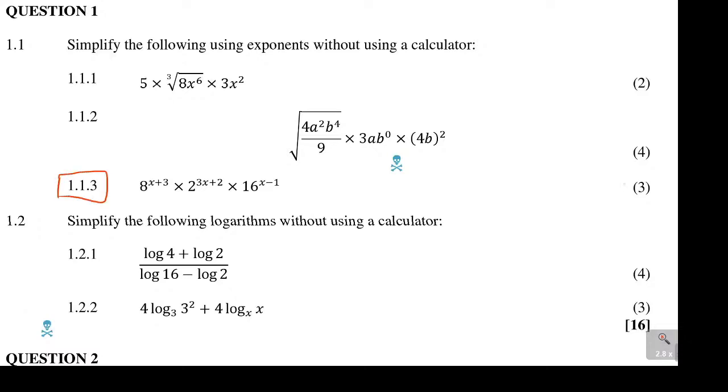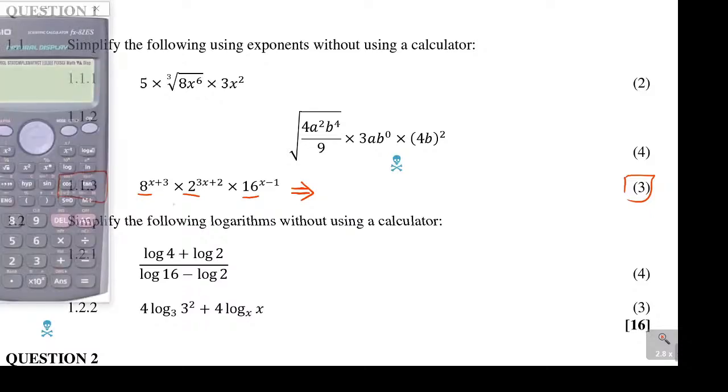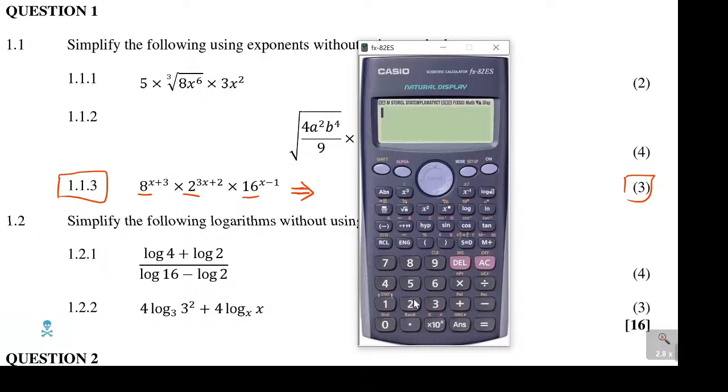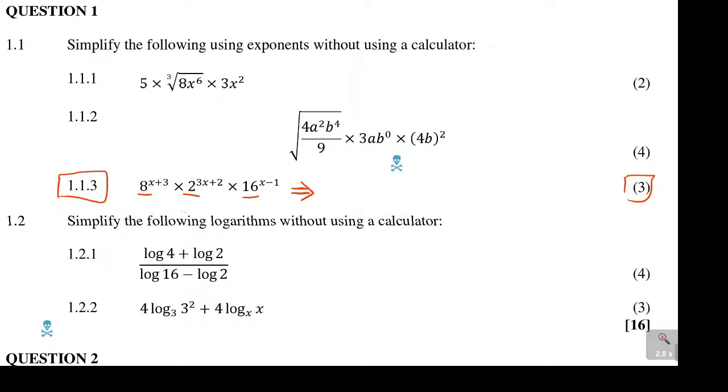Question 1.13, you are given 8 to the power of x plus 3, times 2 to the power of 3x plus 2, times 16 to the power of x minus 1. Now, what do you look for in such? Now, the most important thing is to express everything. 8, 2 and 16, that confuses a lot. Now, I need to express everything in the same base. Now, I know that if I take my calculator and I write my 8, you can see that 2 to the power of 3 is my 8, right? And 16 is actually 2 to the power of 4. So I can write everything in terms of 2 so that the base is the same.